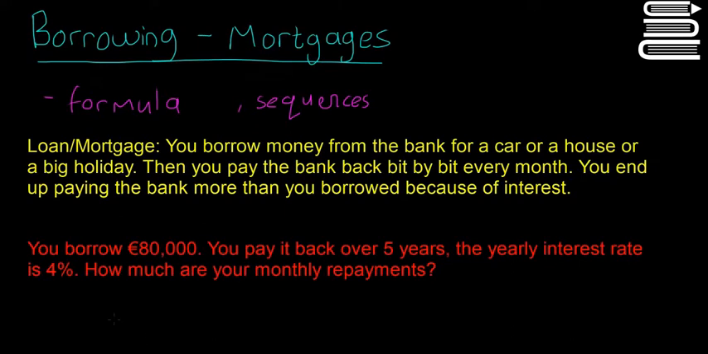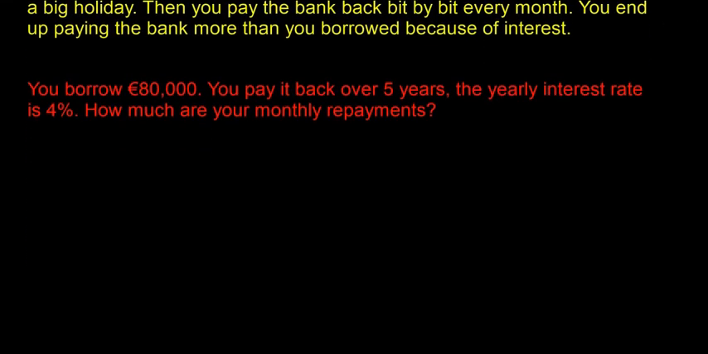So here I just scribbled out a common question. This is pretty much the same question you're going to get every single time on borrowing or mortgages. They'll give you an amount you borrowed, say €80,000. You have to pay it back to the bank over 5 years, and the yearly interest rate is 4%. How much do you have to pay back every single month? So go down here and I'll show you the steps on how to do it.